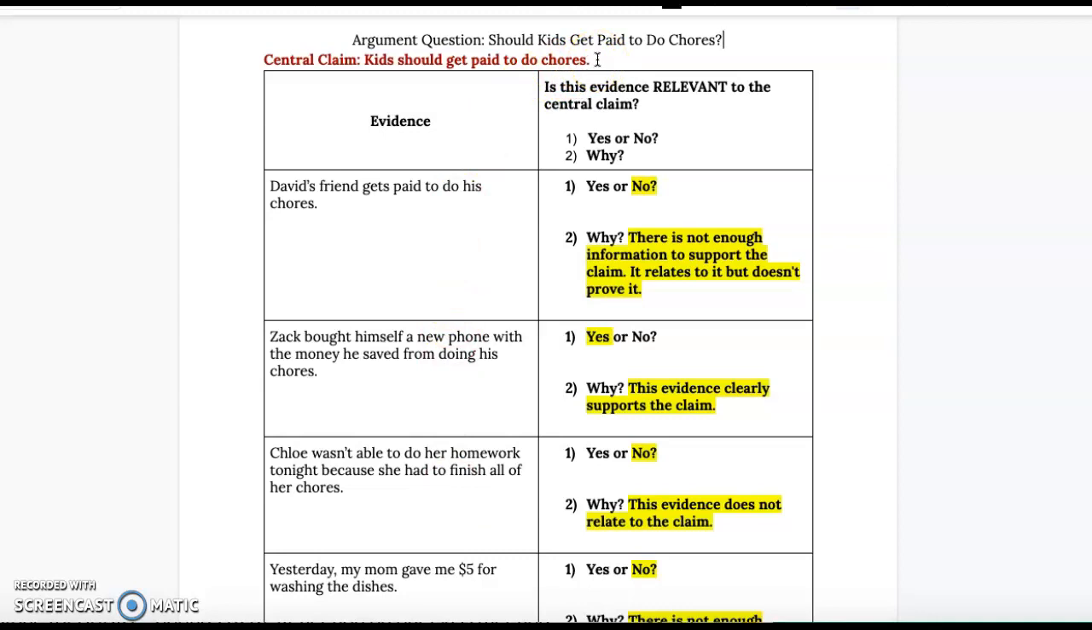So the first one, David's friend gets paid to do his chores. Well, that's telling us that he gets paid, but what about it? There's not enough evidence here. It relates to the claim, but it doesn't prove it. There's no reason why David's friend should get paid.